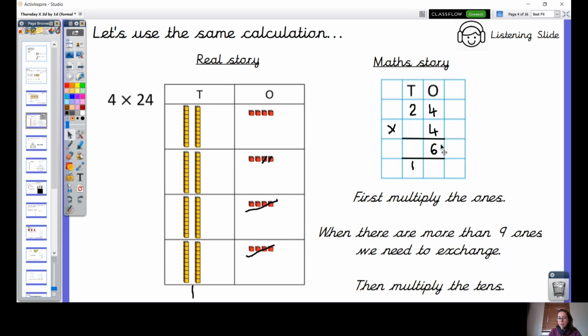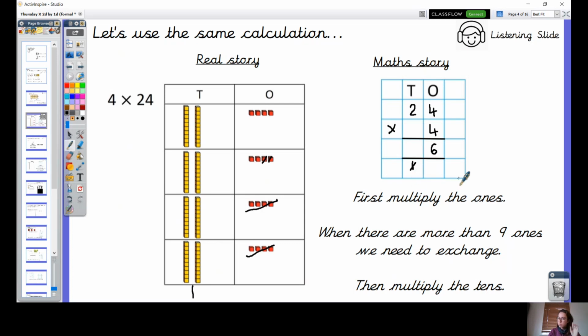So I'm now going to look at the tens here. I'm going to multiply 2 by 4. I've done my 4 times 4 and now I'm doing my 2 times 4. Now the 2 we know represents 20. But I'm just going to do 2 times 4 to help me. 2 times 4 I know is 8. And I mustn't forget, I've got one here as well, another lot of 10. So I've got 8 tens and one more, 9 tens.